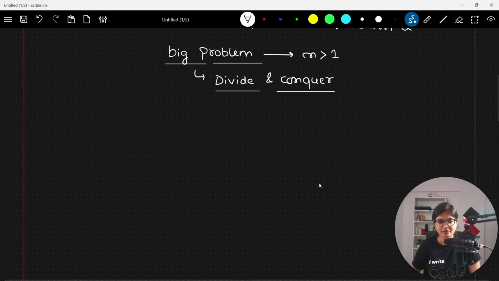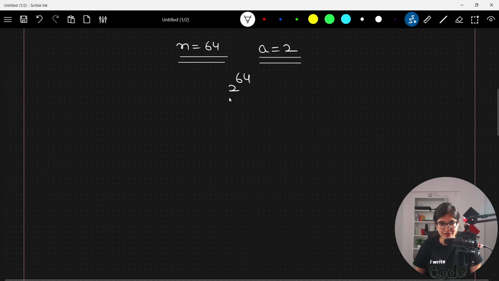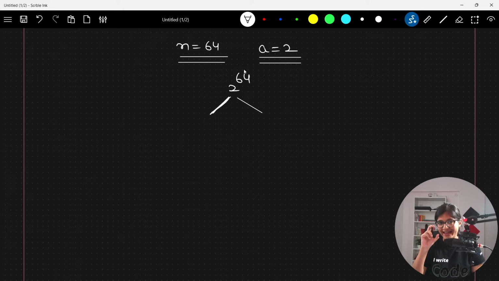For example, for this specific problem, suppose I want to find the value of a to the power n, where a is 2 and n is 64. I want to find out what is the value of 2 to the power 64. So I will split this problem into two halves, doing n by 2. So I will try to find the value of 2 to the power 32 and 2 to the power 32.